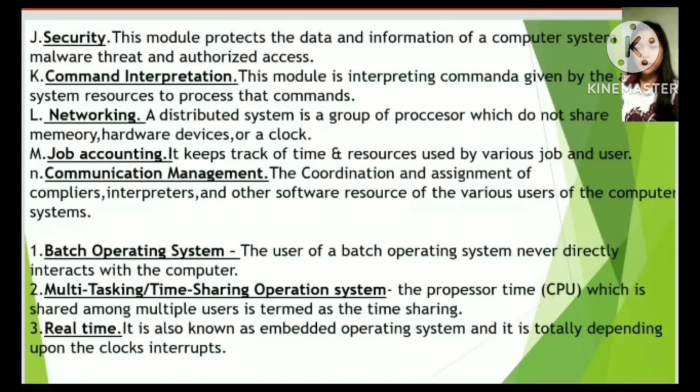Batch operating system. Some computer processes are very lengthy and time-consuming. To speed up the process, jobs with similar types of needs are batched together and run as a group. The user of a batch operating system never directly interacts with the computer. In this type of OS, every user prepares his or her job on an offline device like a punch card and submits it to the computer operator.